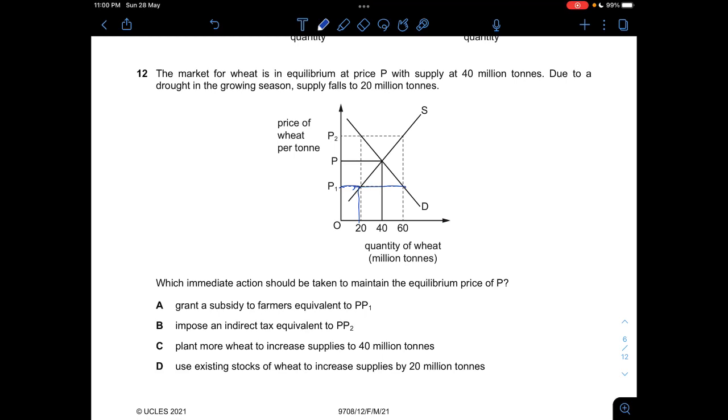A, it says grant subsidies, which is not correct. I mean, the price has already dropped. B, impose an indirect tax, which would not be correct as well, because that will shift the supply curve to the left. So, nope. And then C, plant more wheat to increase supplies to 40 million tons, which is not possible because this is not an immediate action. This is a very time-consuming action. So D, use existing stocks of wheat to increase supply. That's correct because it's an immediate action.